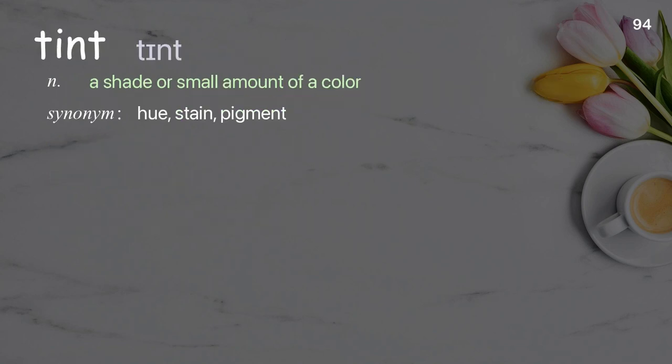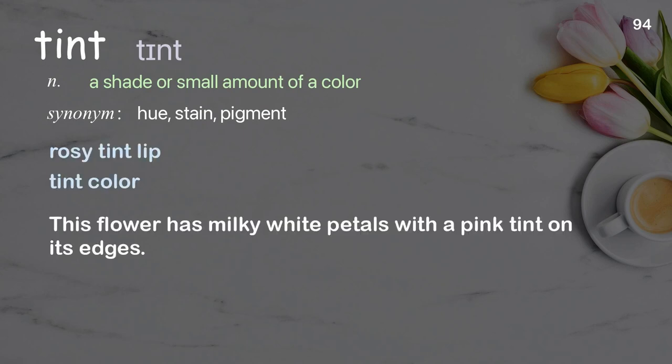Tint: a shade or small amount of a color. Examples: rosy tint lip, tint color. This flower has milky white petals with a pink tint on its edges.